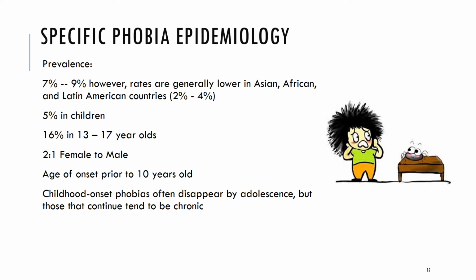So the prevalence rate in children is 5% and 16% in 13 to 17-year-olds. So that is a huge jump. It's almost 3 times as large in 13 to 17-year-olds. So why do you think that is? Maybe take a second and write down some assumptions or hypotheses you have about that as well.